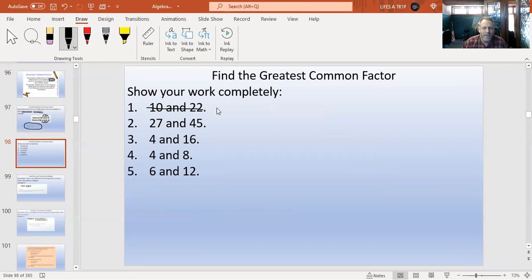All right, so let's do one on our own. We did number 1 already. Homeschoolers, please write this down, write the problem, solve, show your work, and show the answer. So let's do 27 and 45.